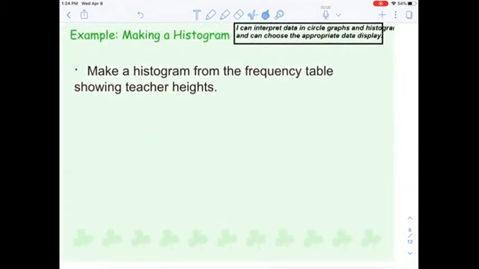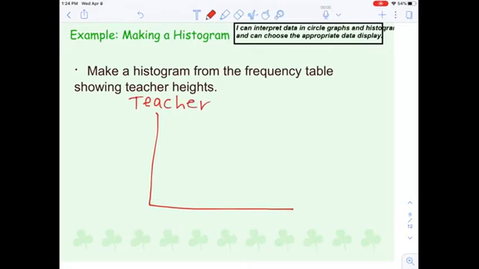So with that information, we are going to use our frequency table that we just made together, and we are going to convert that to a histogram. So I'm going to make my graph just like a big L. I first need to add a title. So my title is going to be Teacher Heights.